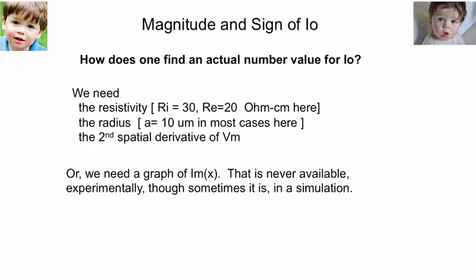So we're back to our question. How does one find an actual number value for I0? And the answer is, you find it from the second spatial derivative of the voltage trace. You need some other values, because I0 is equal to some constants, something in the numerator, something in the denominator, times the second derivative of Vm.